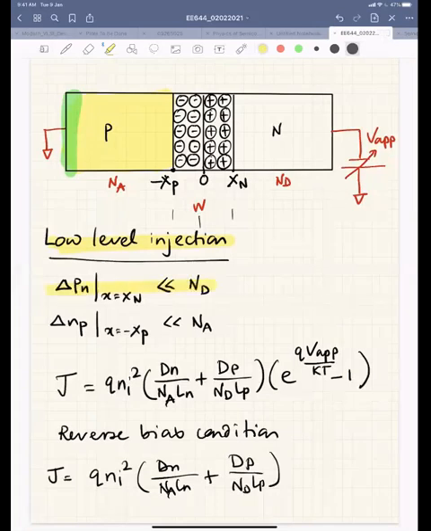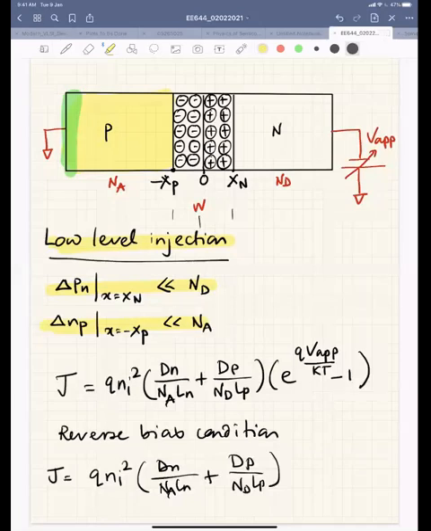Because I'm forward biasing the PN junction, I'm injecting holes from P to N and electrons from N to P. So delta PN is how many holes are injected from P to N at the edge of the depletion region at x equal to xn, and this is less than ND. This is my low level injection condition, and delta NP is similarly less than Na.